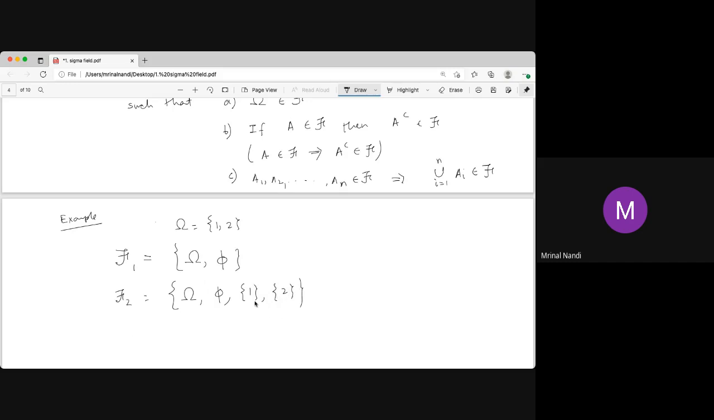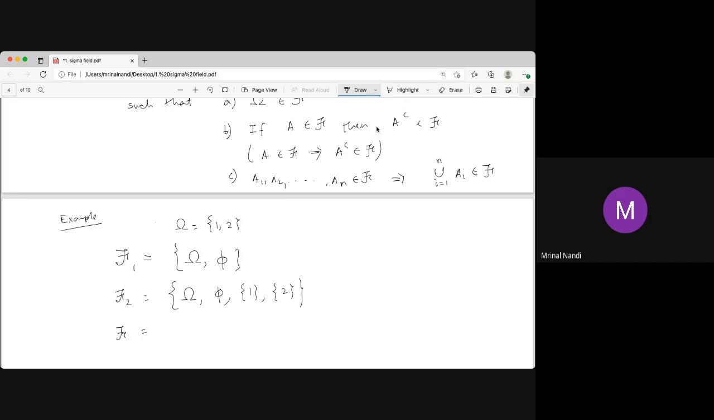So this is a, and you have to take the union also. The union of these 2. So the union is just omega. So okay, it's a sigma algebra. Is there any other collection?